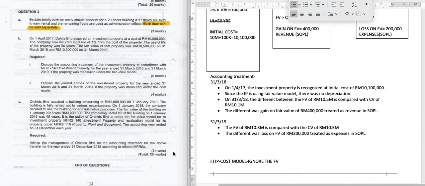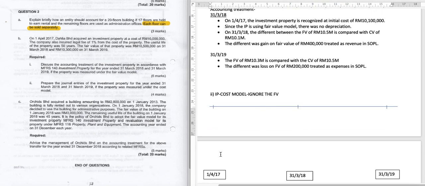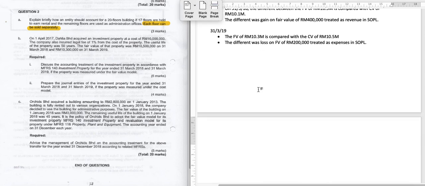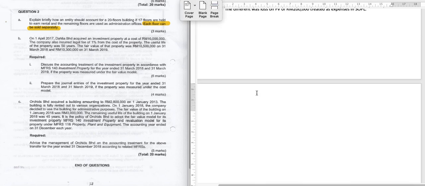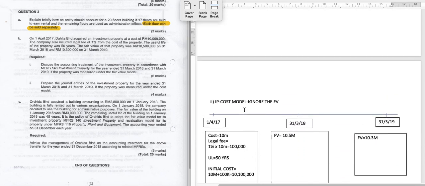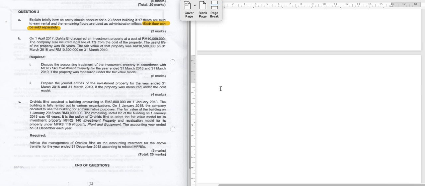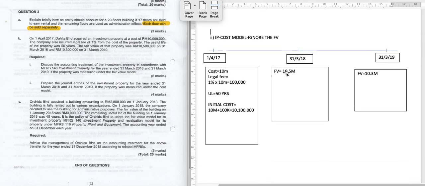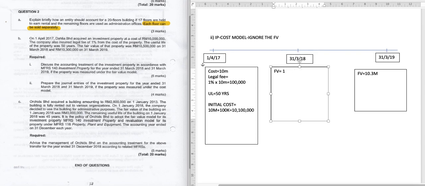Okay, part 2, prepare the journal entry of the IP for the year ended 31st March 18 and 19 if the property was measured under the cost model. Okay, so the second part, the IP is cost model, so we will ignore the fair value. So ignore fair value, the same question, but we ignore the fair value.